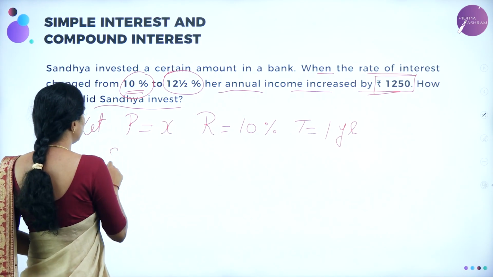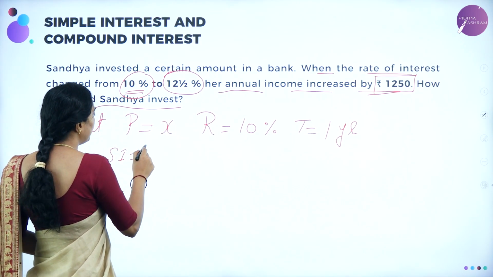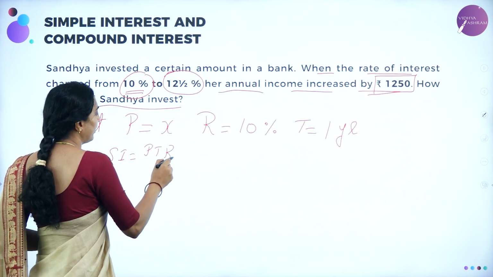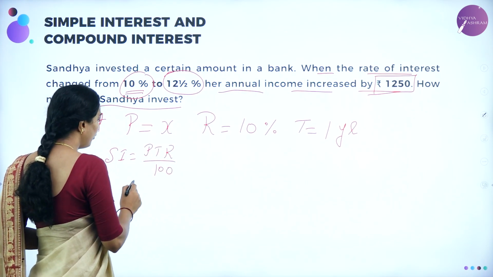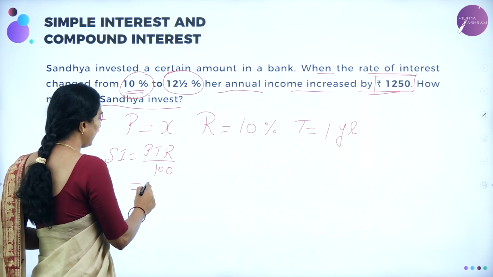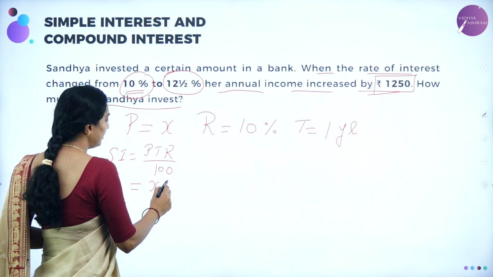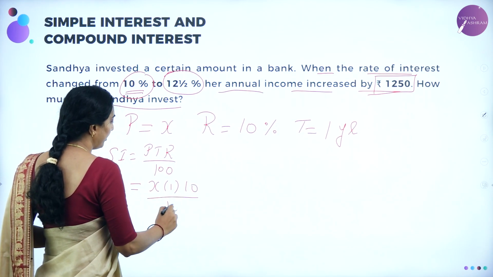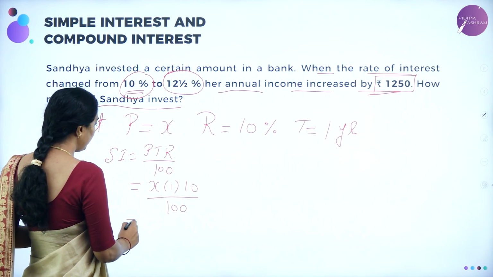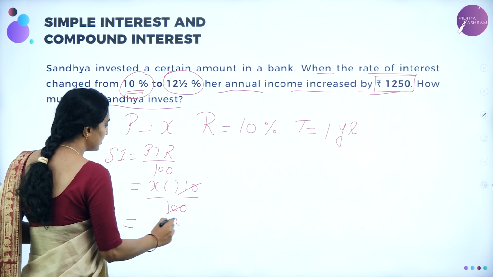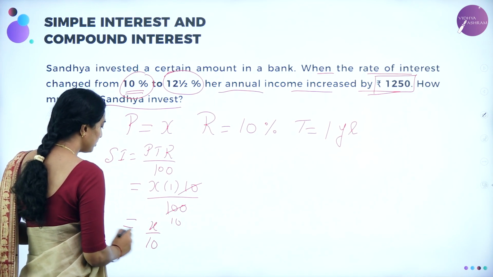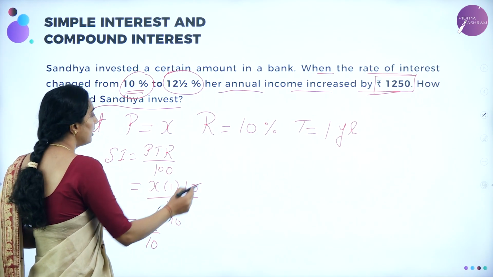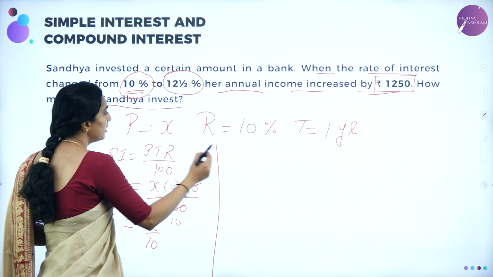So let me calculate this. What is SI equal to? SI is equal to PTR divided by 100. So that is P is X, T is 1 year, and R is 10% divided by 100. So SI equals 10 ones are 10, 10 tens are X by 10. So SI is X by 10.